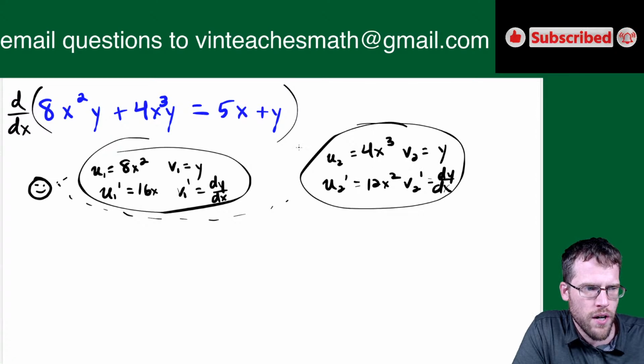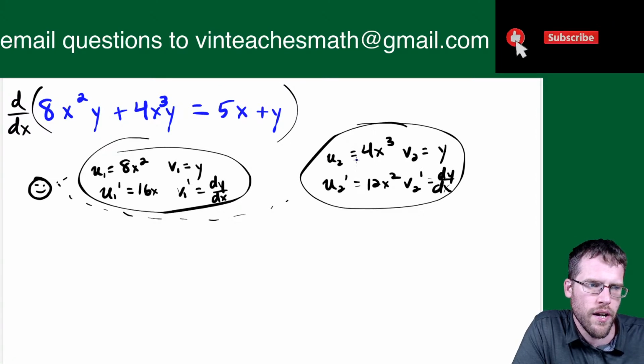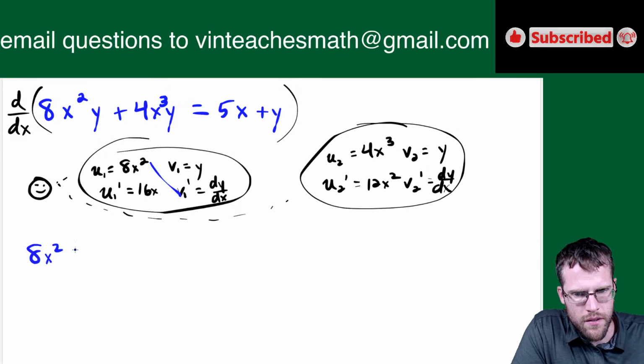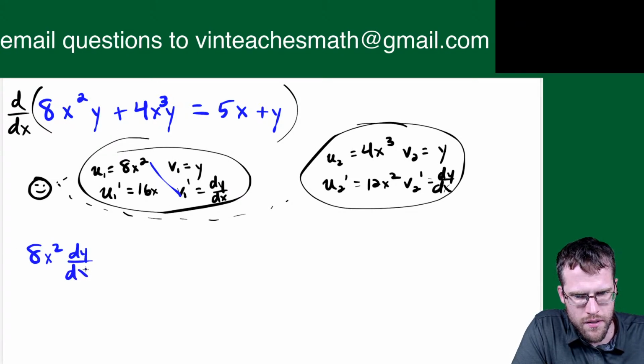All right, so if you could do product rule in your head, great. Otherwise, you know, write it out like this. Now you're going to have 8x squared dy/dx.